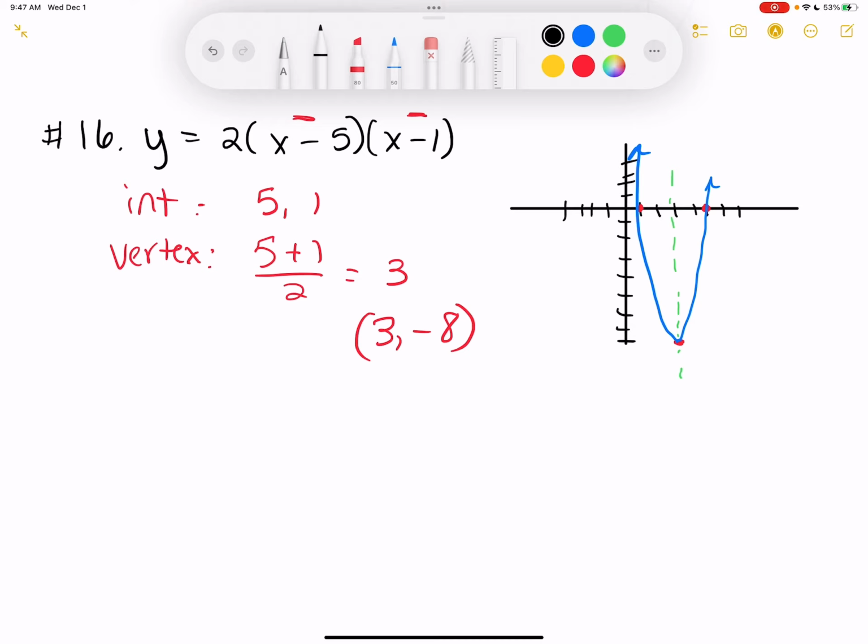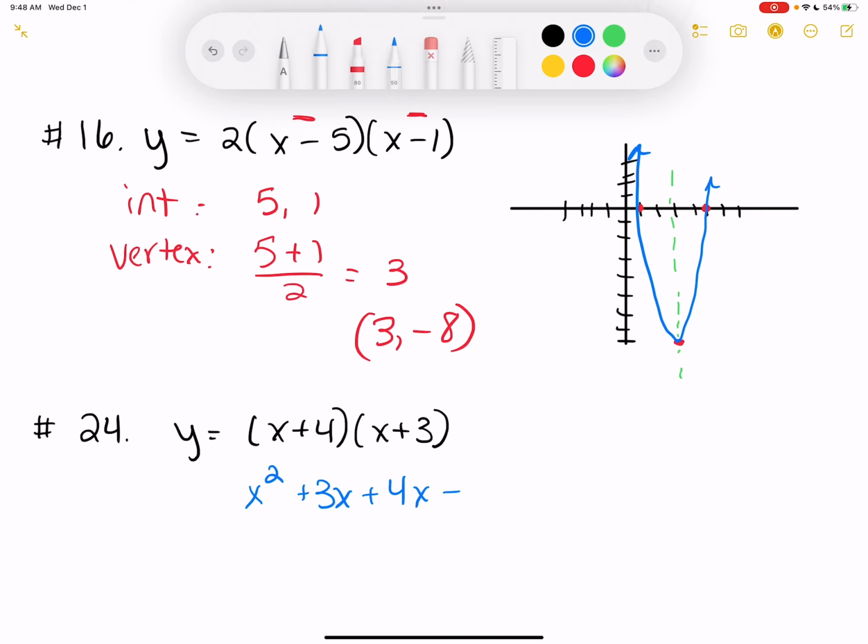All right, the next ones are not graphing anymore. They just say to write the quadratic function in standard form. So y equals x plus 4 times x plus 3. You're just going to FOIL. Okay, so if I FOIL this, what do I get? x squared first, and then outside, so 3x, plus inside 4x, plus 12.